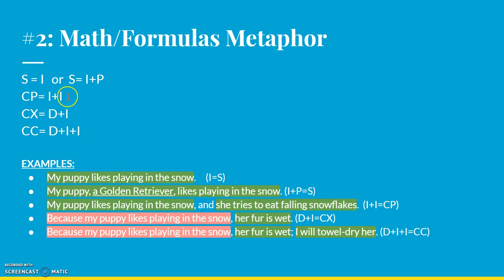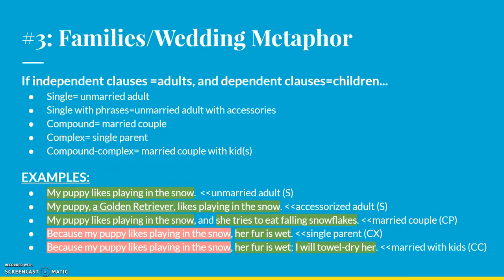For compound sentences, you can remember I plus I equals CP, which is like number 3. For complex sentences, you can remember D plus I, dependent plus independent. And compound complex, D plus I plus I. So actually, compound complex makes more sense if you look at it as a formula, because I'm combining the properties of a complex and a compound, and I'm kind of using a Venn diagram to put them together into compound complex.